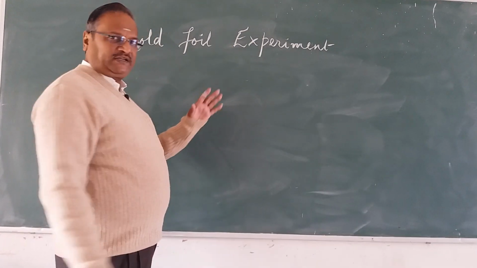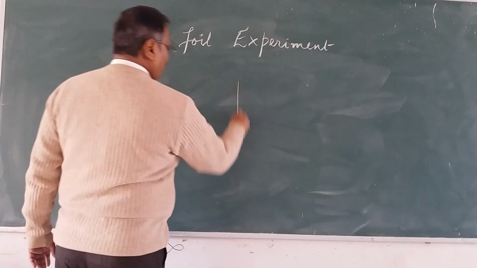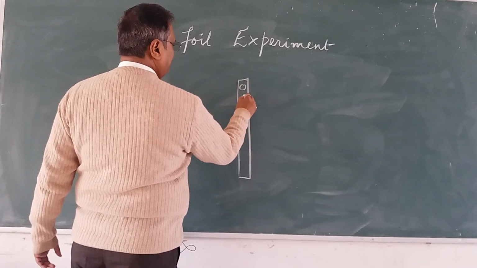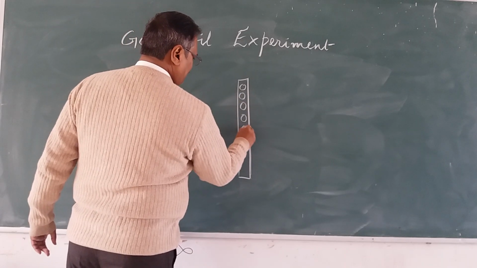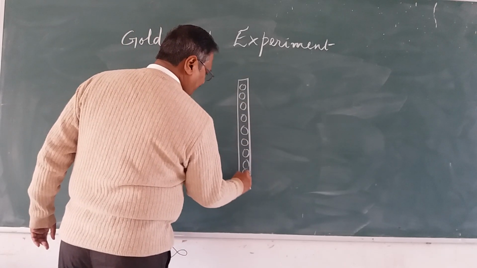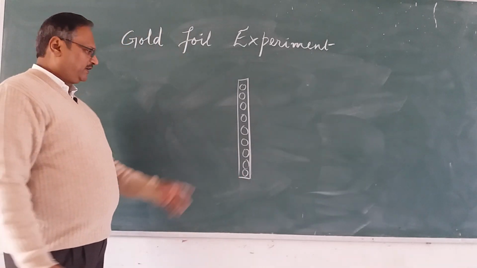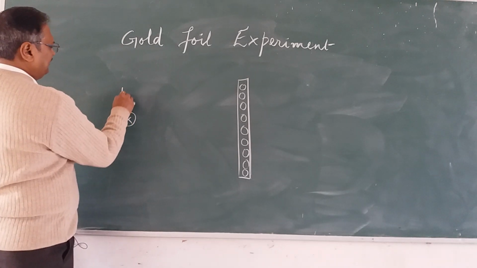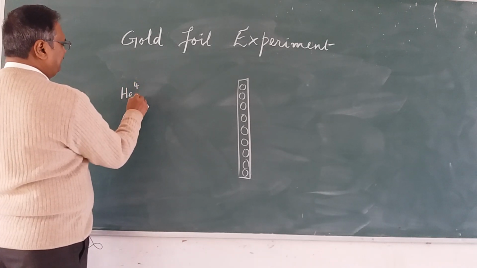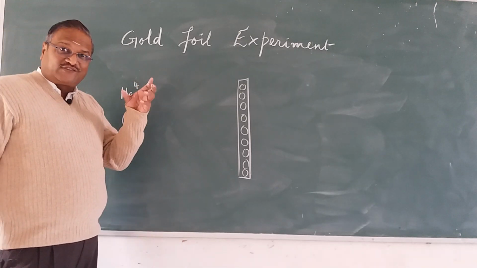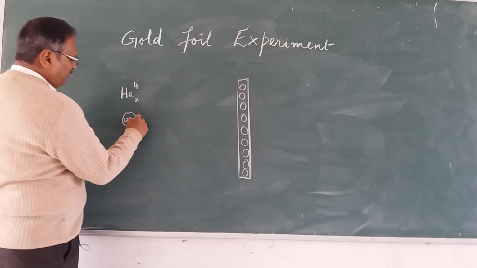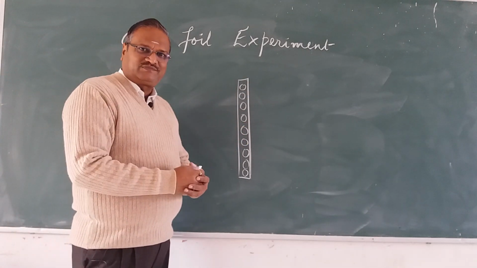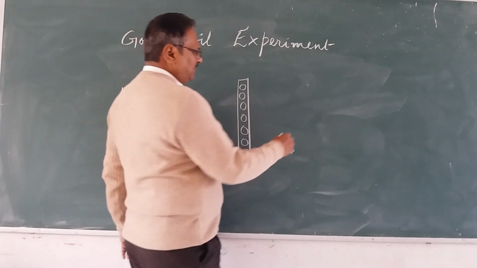In the gold foil experiment, you find that there is a gold foil, and you know gold foil has atoms in it. Now, he bombarded this gold foil with alpha particles. An alpha particle is the nucleus of a helium atom. When you bombard the foil with alpha particles, some observations are made. And what is the observation?